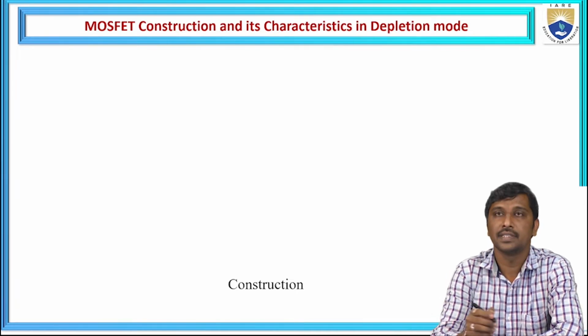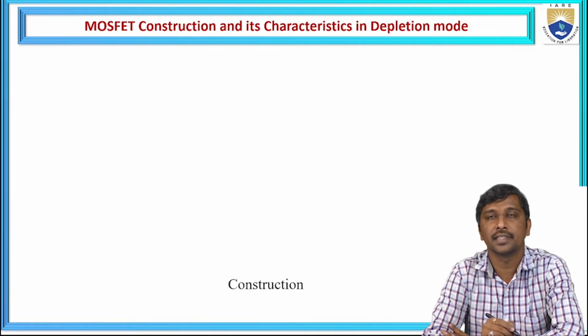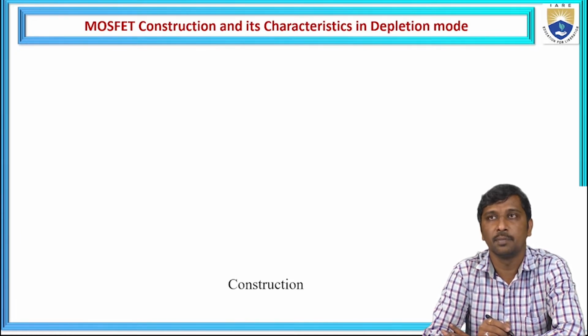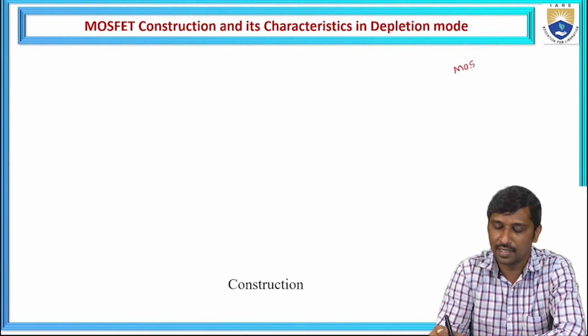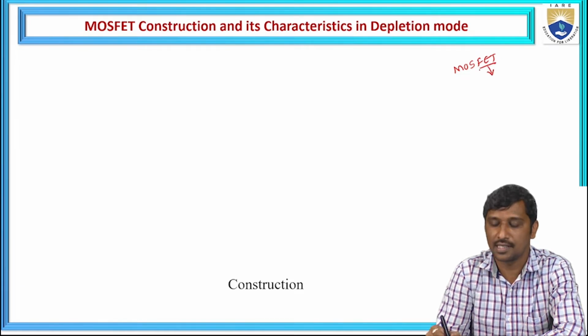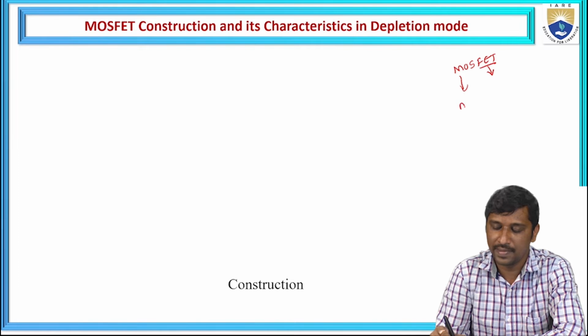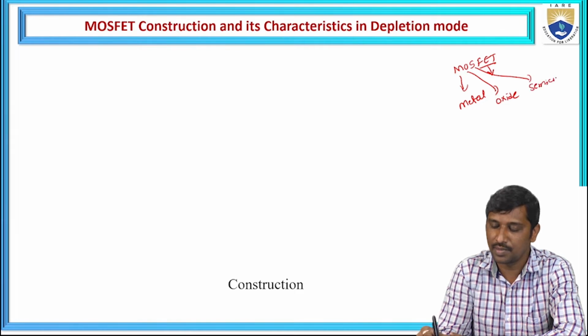Now coming to the construction, how we are going to construct the MOSFET in enhancement or depletion mode. But now we are going to discuss how to construct the depletion mode of MOSFET. If you observe this MOSFET, we have some terminology. FET indicates field effect transistor, and M means metal, O means oxide, and S means semiconductor.